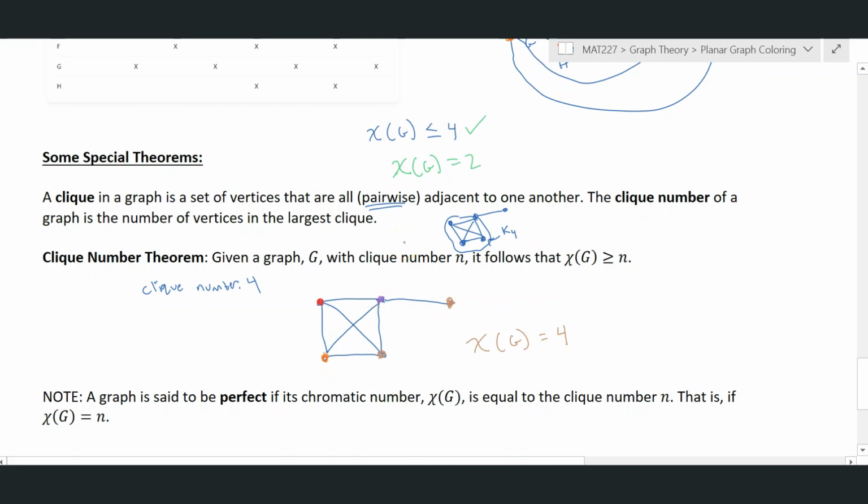So it doesn't have to be the case, right? We could actually have, say, another edge right here, and in that case we couldn't reuse the same color, but we could do all sorts of things where we have a clique of size 4, but we have a chromatic number that is greater than 4. So it can't be any smaller than 4 is what we're saying.